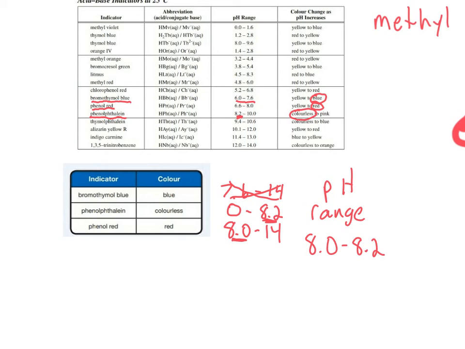The other way that they could ask this question is they could say estimate the pH. So the estimation would just be what is in the middle of those two numbers. So the estimate would be 8.1. So there's two different answers here depending on how the question is asked. Again, we have our range 8.0 to 8.2 and our estimate, which would be 8.1.